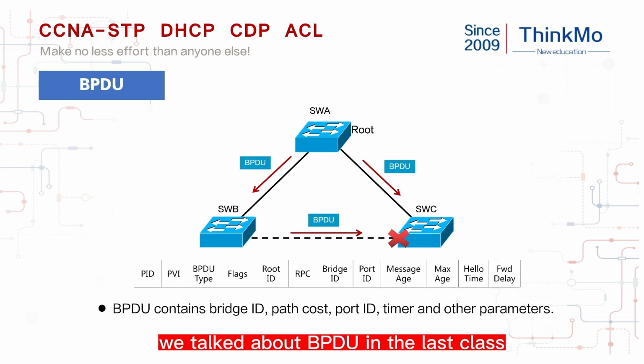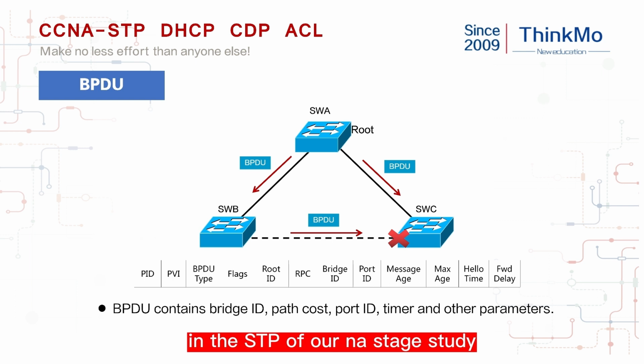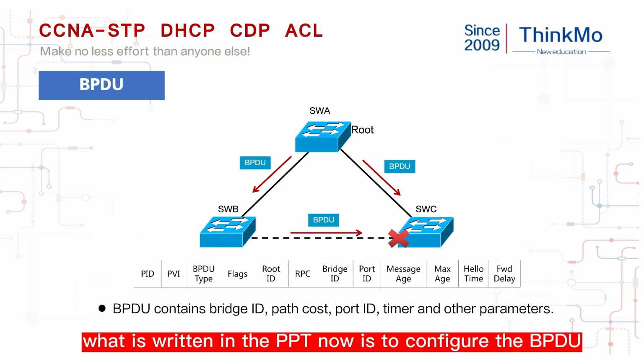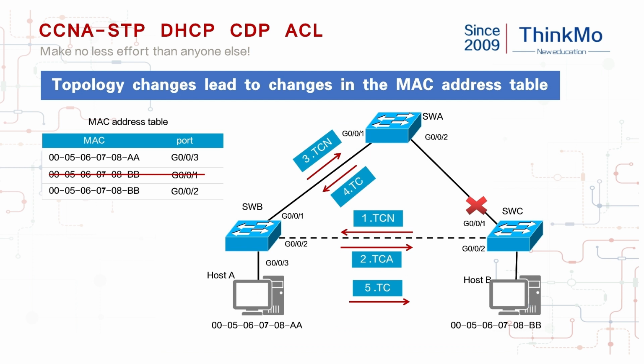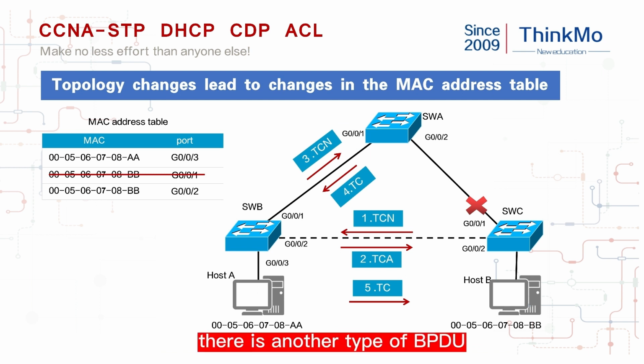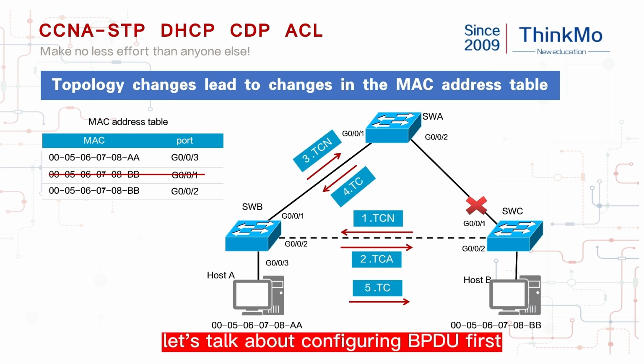We talked about BPDU in the last class. In the STP of our NA stage study, there are two types of BPDU messages. One is the configuration BPDU. What is written in the PPT now is the configuration BPDU. The message contains these parameters. There is another type of BPDU called TCN BPDU. Let's talk about the configuration BPDU first.